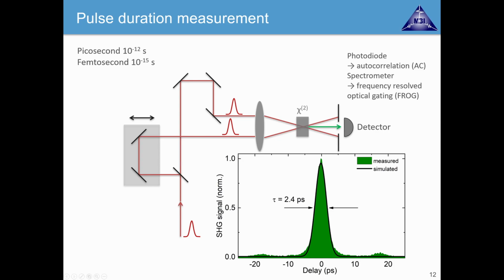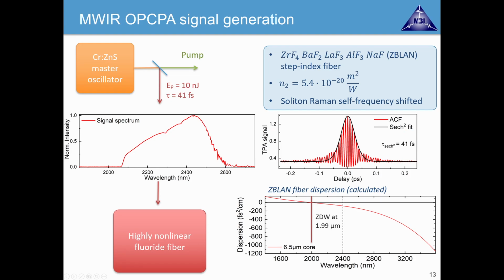Okay, so now I have talked about the pump. Now we come back to the signal. The signal is the remaining part here, centered at 2.4 micrometers with 10 nanojoules of energy, and here again we have an autocorrelation trace which shows 41 femtoseconds. Then we send this pulse into a highly nonlinear fluoride fiber, a so-called ZBLAN fiber, which has a quite large nonlinear refractive index, and we do something called soliton self-frequency shift via the Raman effect.